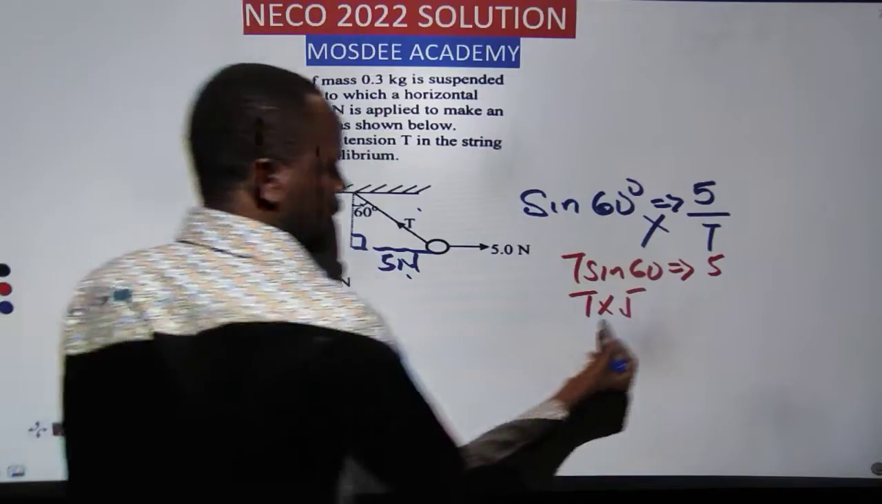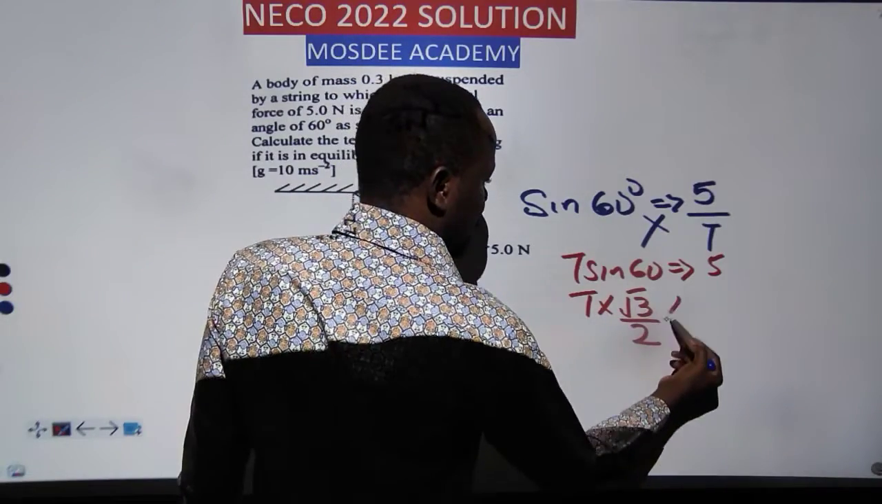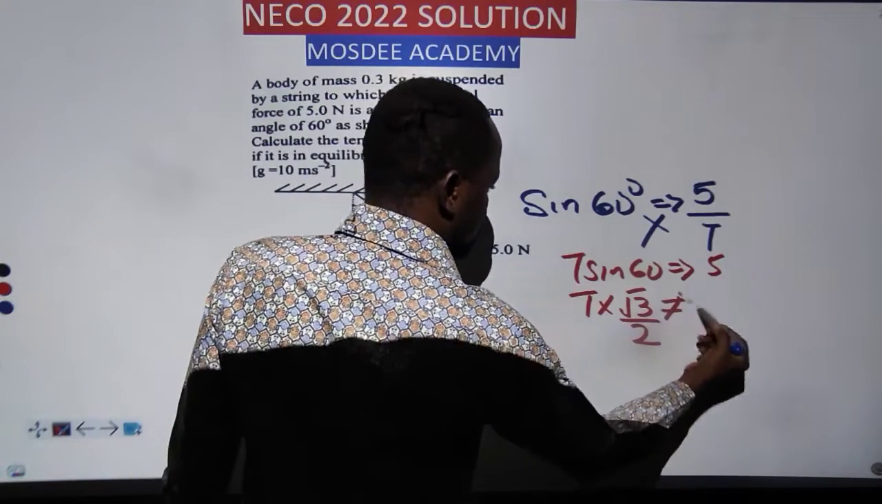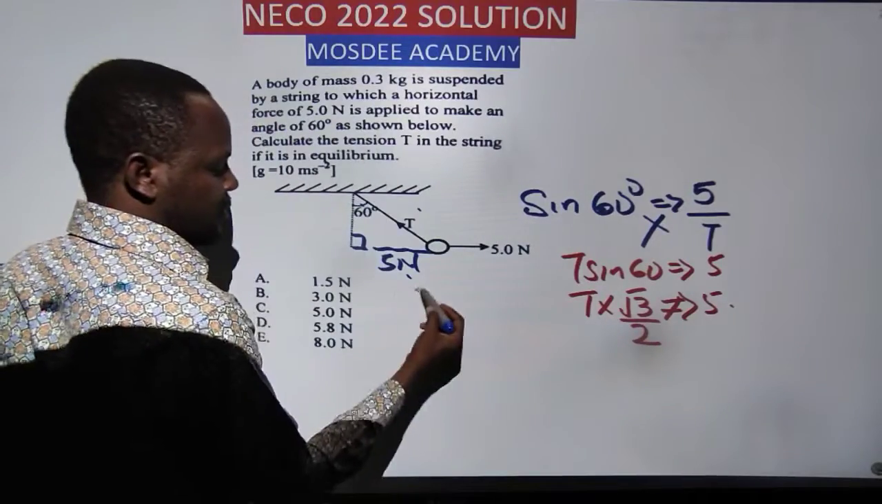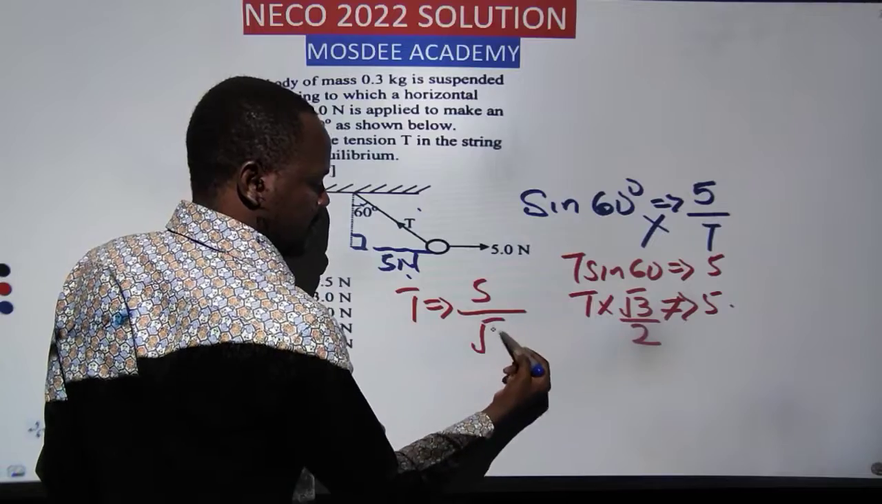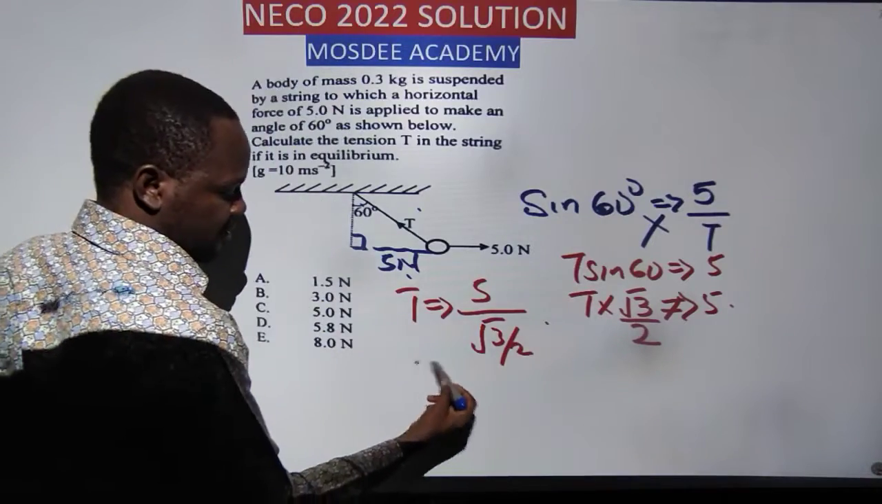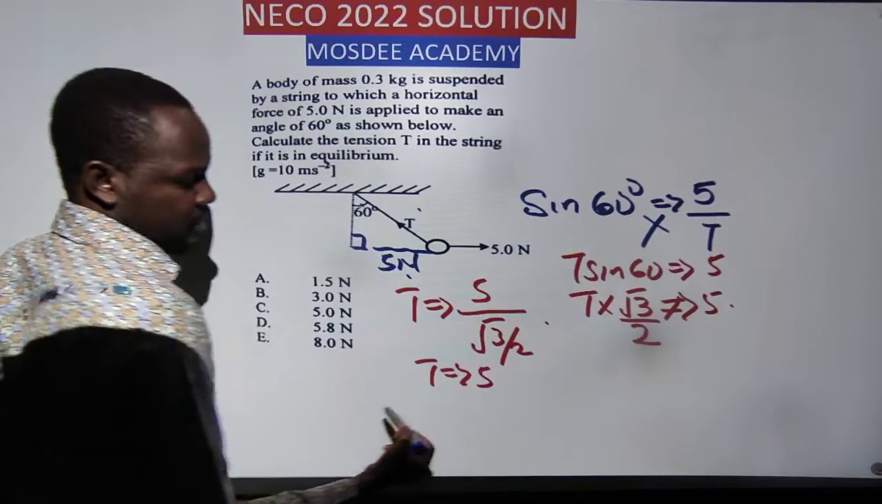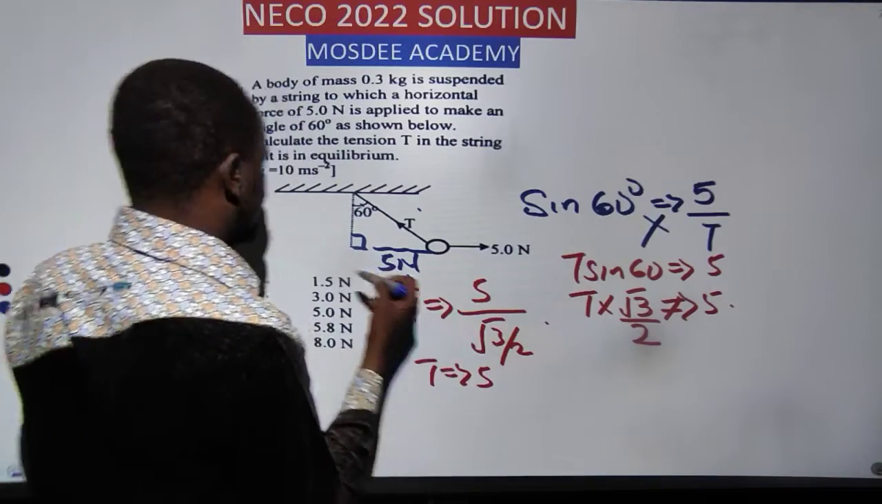So this is more like calculator work, equals 5. What do I do? To solve for T, the formula is to divide both sides by root 3 by 2. 5 divided by root 3 over 2. So T is equal to 5 times 2. Let me show you.